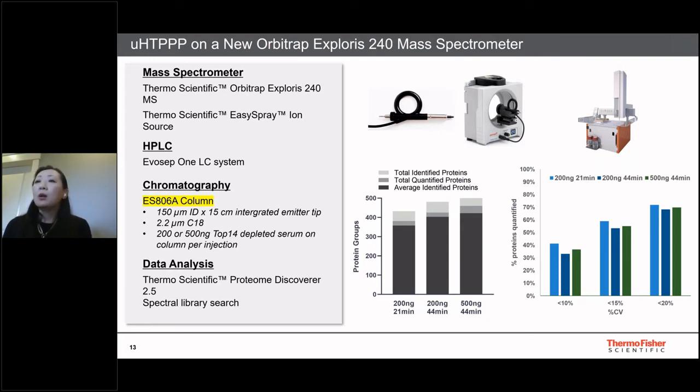In this data set, we saw more than 70% of proteins were quantified with less than 20% CV across 150 injections, which supports the feasibility of delivering excellent quantification reproducibility for large-scale studies with the newest ES806A Evosep LC gradients on Orbitrap Explorer 240.